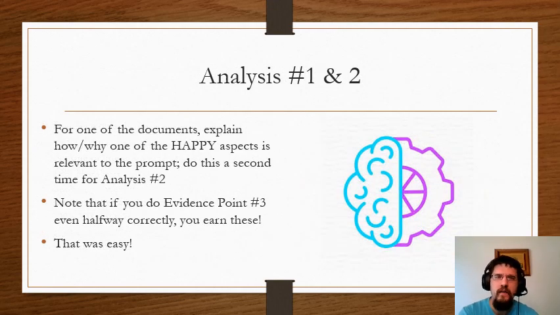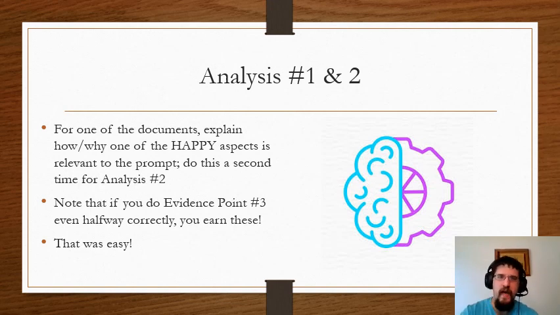All right. Now we're into the analysis points. Analysis 1 and 2: for one of the documents, you have to explain how or why one of the HAPPY aspects is relevant to the prompt. Do it a second time for analysis number 2. You do that for 2 documents, you got 2 more points.